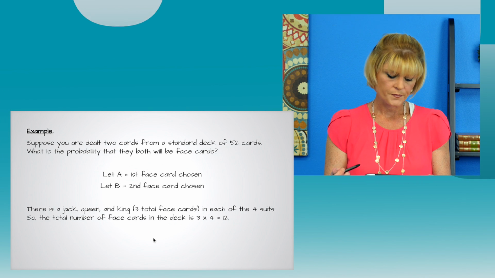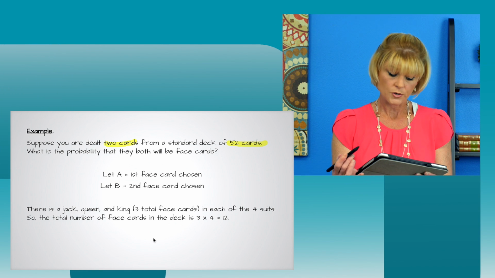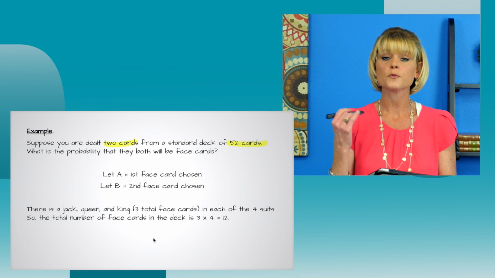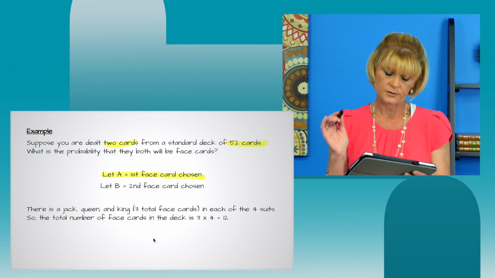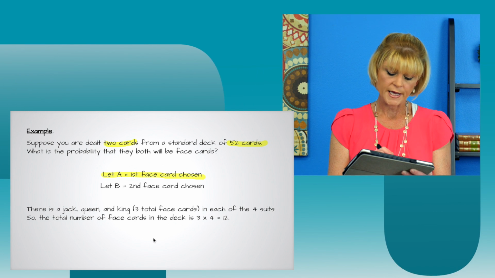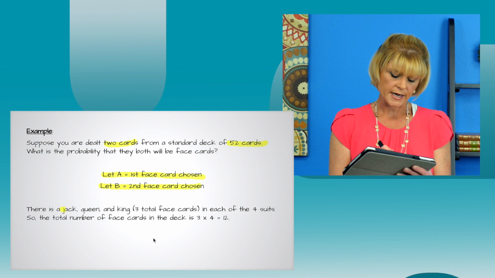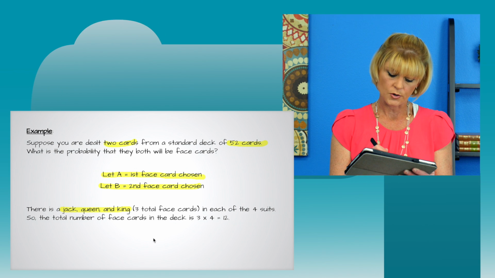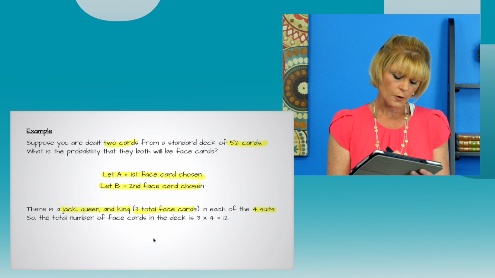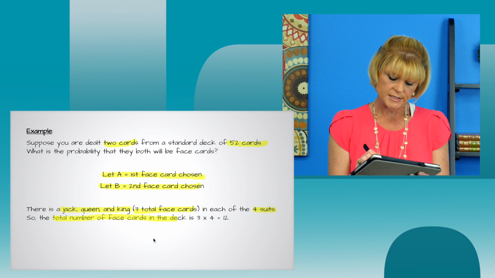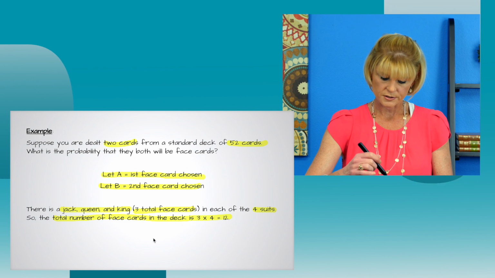Here is an example. Suppose you're dealt 2 cards from a standard deck of 52 cards. What's the probability that they both will be face cards? We're going to let A equal the first face card chosen, and B represent the second face card that's chosen. Remember, there's a jack, queen, and king, 3 total face cards in each of the 4 suits: clubs, diamonds, hearts, spades. So the total number of face cards in a deck is 3 times 4, which is 12 total face cards in a standard deck.